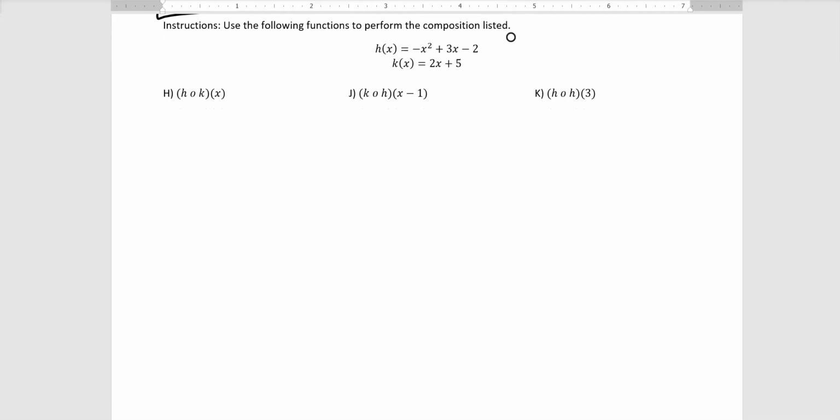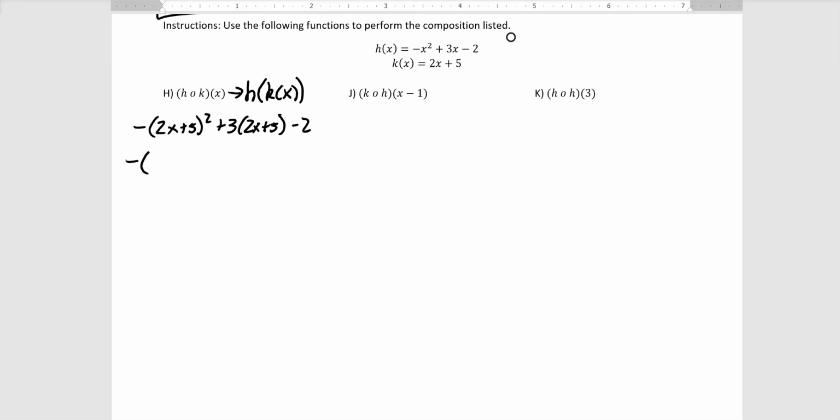All right, so we have h of k of x. Remember, that is h of k of x. So I'm going to put k of x inside h. We're going to do some math today. Okay, so k of x is 2x plus 5. H of x is the opposite of 2x plus 5 squared plus 3 times 2x plus 5 minus 2.